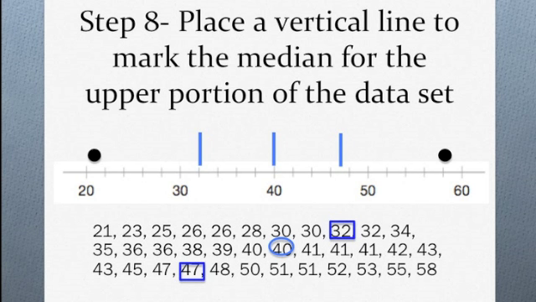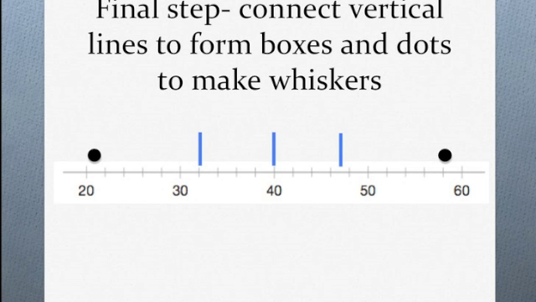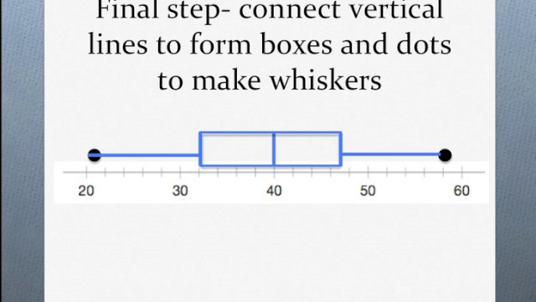Our very last step is to connect all of this together so it looks like a box with two whiskers. That's why it's called a box and whisker plot. So we do this by connecting our vertical lines and adding whiskers. So here we connect the vertical lines to make our box, and we add our whiskers to the end. Now what this tells us, the box in the middle is the middle portion of our data set. It's where most of the data numbers lie.